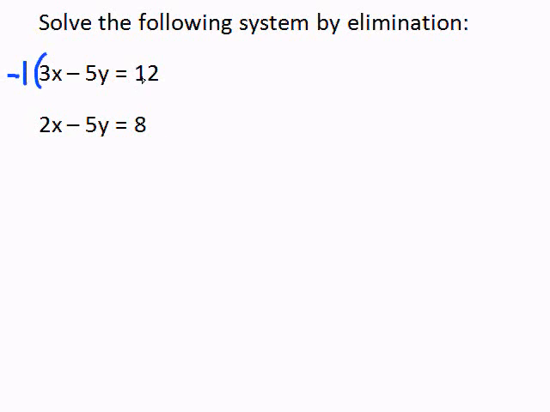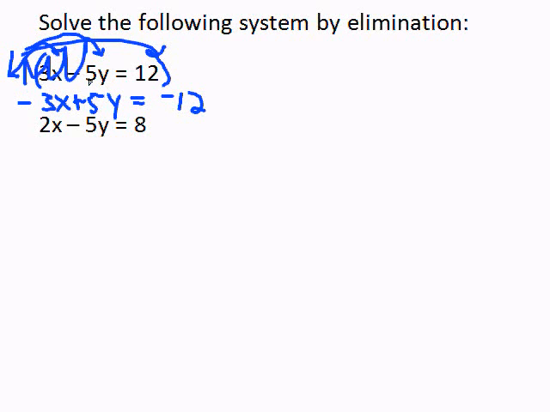So, when I distribute negative 1 to that top equation, it gives me negative 3x, negative 1 to the negative 5 gives me plus 5y, and the negative 1 to the positive 12 gives me minus 12. So, I'm done with the first equation and I've multiplied it by negative 1.